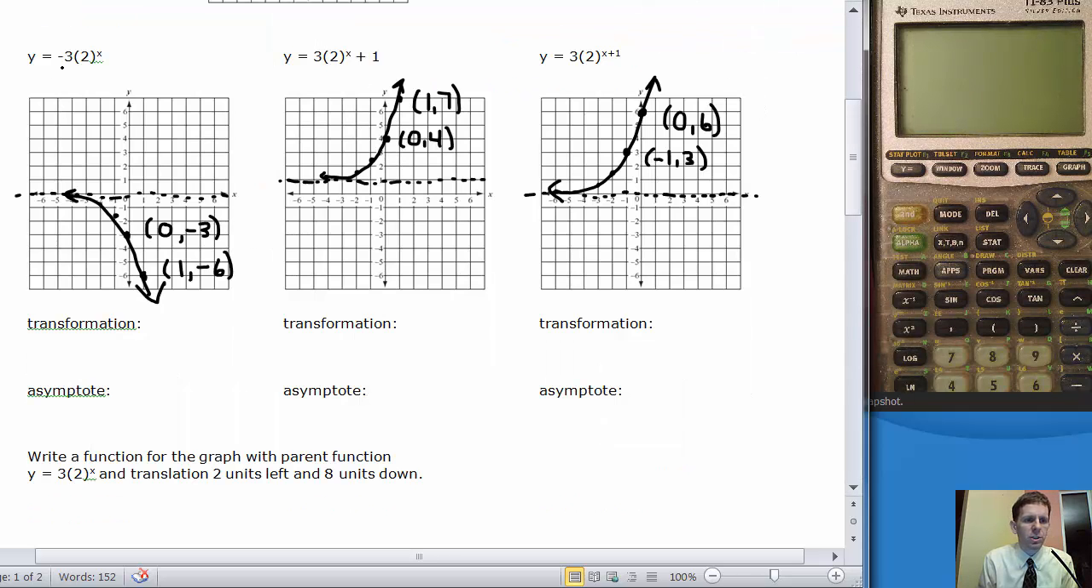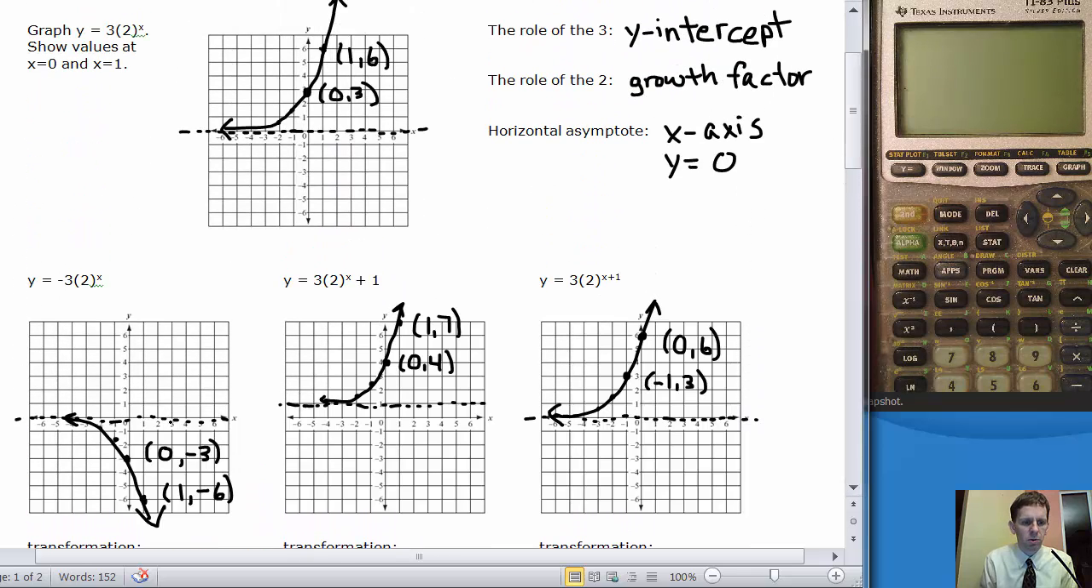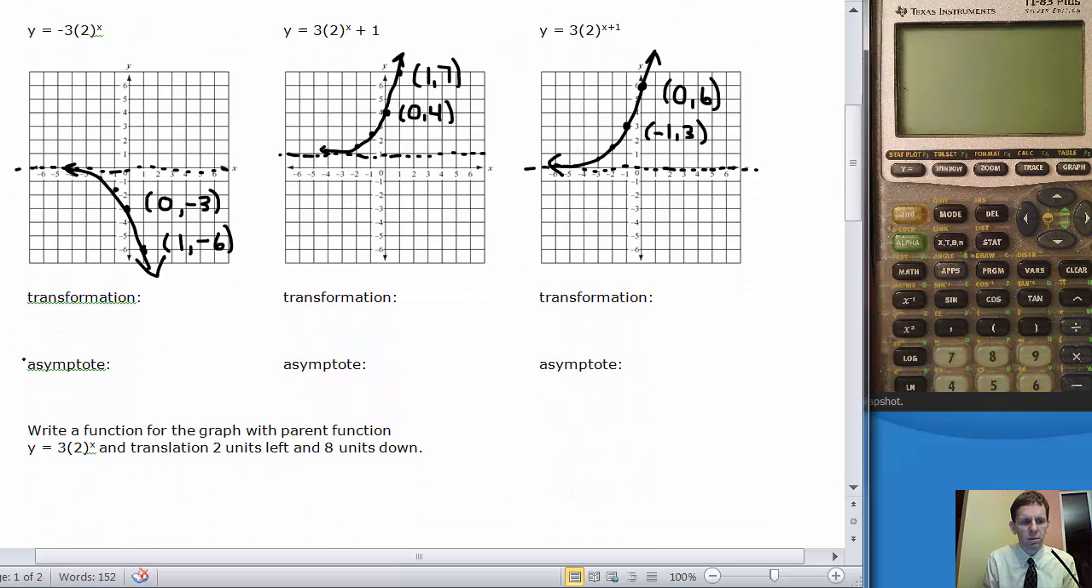The first graph is the equation y equals -3 times 2 to the x power. The -3 is your initial value, it's the y-intercept, and if you compare this versus the original graph, you'll notice (0, 3) is now (0, -3), (1, 6) is now (1, -6). Our graph has reflected over the x-axis, and that's the transformation that's taken place. You will also notice that the asymptote is located in the same spot that it was for the original parent function, which is again still the x-axis.